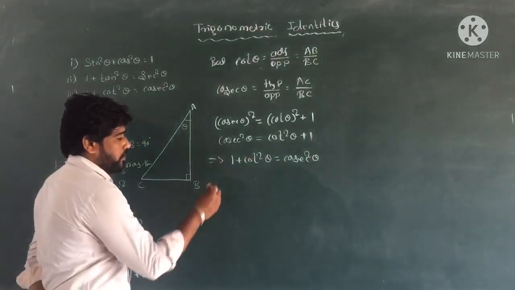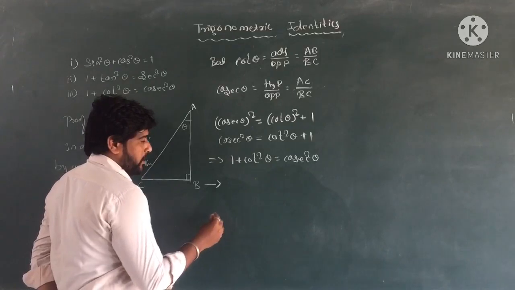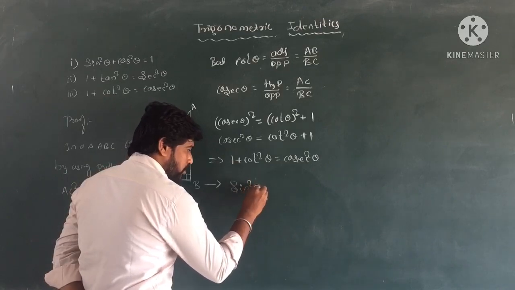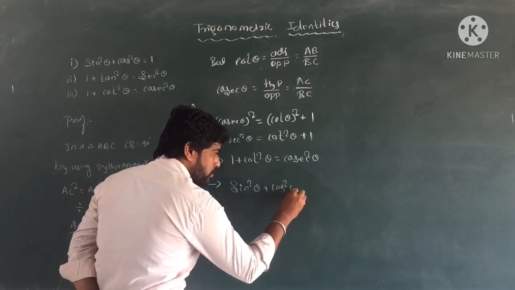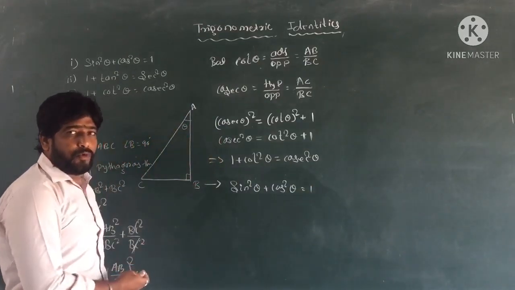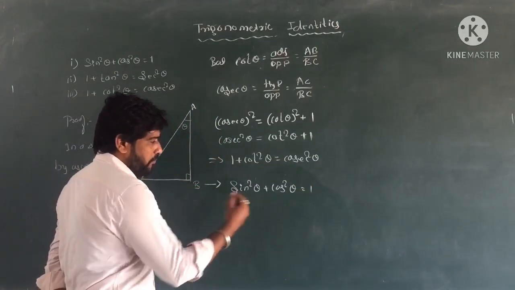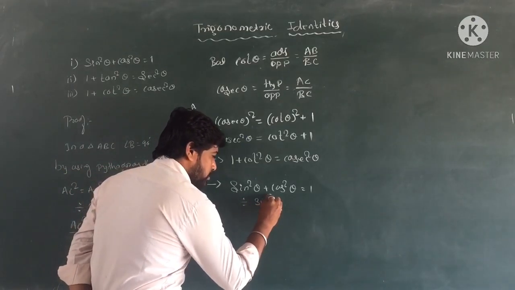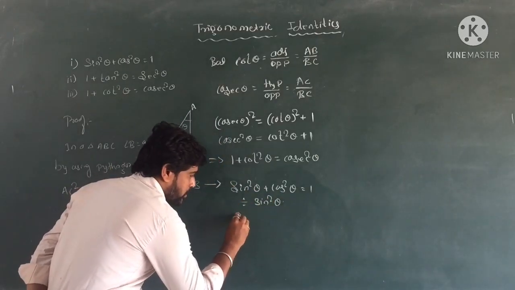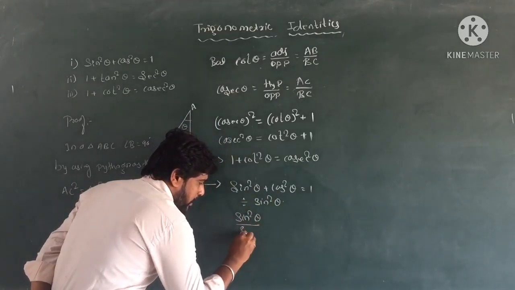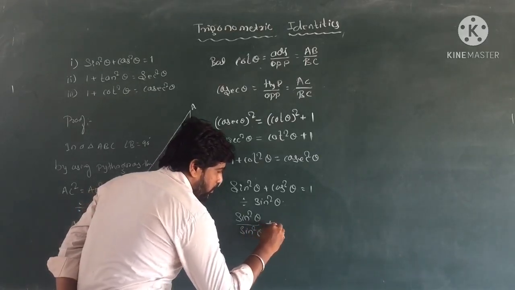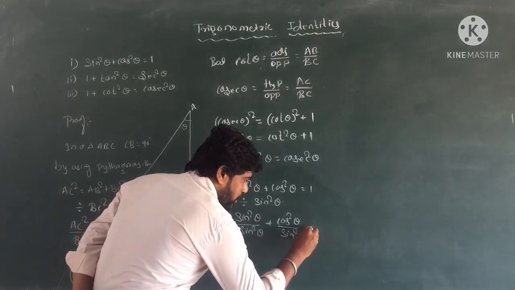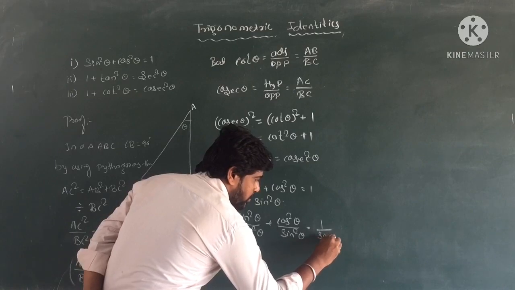Right? So now this one we can solve by an alternate method. So another method. First identity we have which one? Sin square theta plus cos square theta is equal to 1. Already we proved this one, right? So now the whole equation divided by sin square theta. So now this equation becomes sin square theta divided by sin square theta plus cos square theta divided by sin square theta is equal to 1 divided by sin square theta.